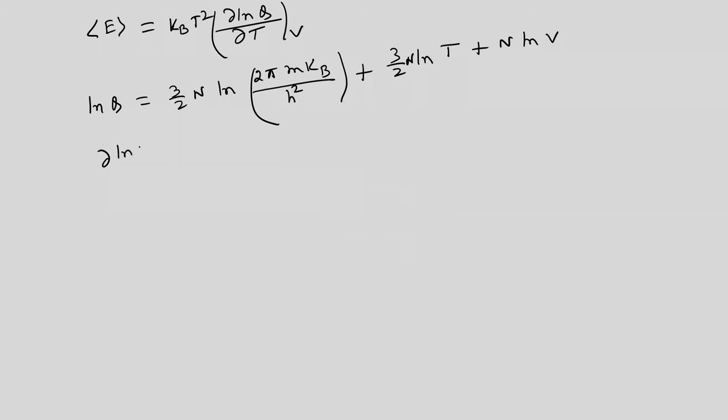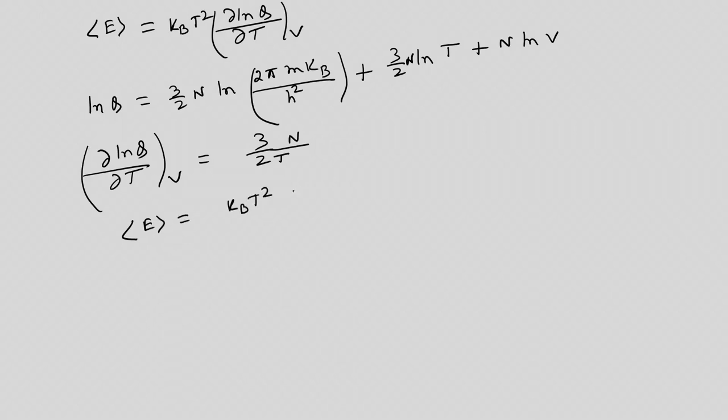So, now we differentiate ln Q with respect to temperature at constant volume. If we do it, we get 3 by 2 n by T. So, average energy is k_B T squared times 3 by 2 n by T. So, it gives us E equals 3 by 2 times n k_B times T. So, this is the average energy, and this average energy is nothing but the kinetic energy of the gas molecules.